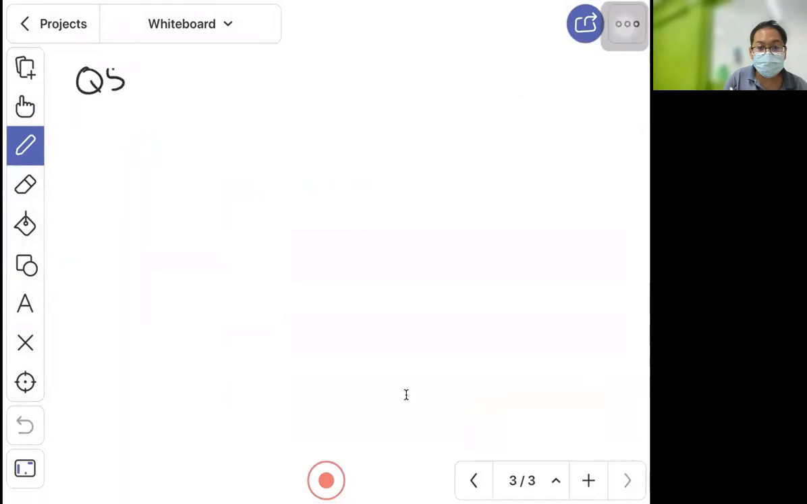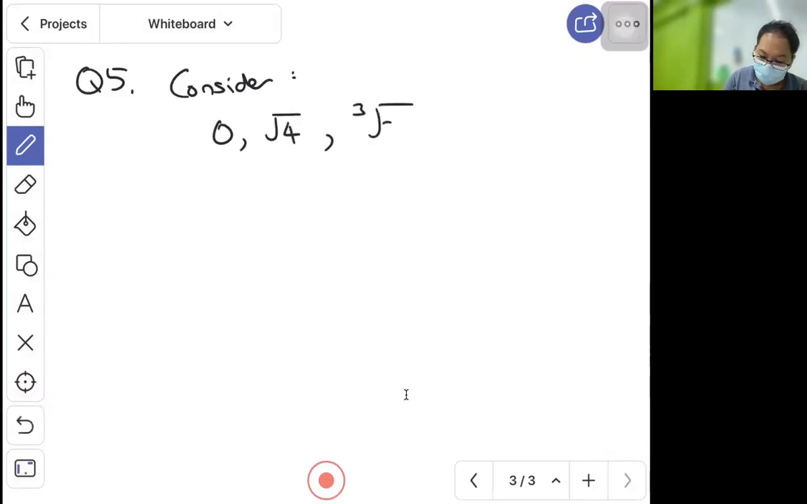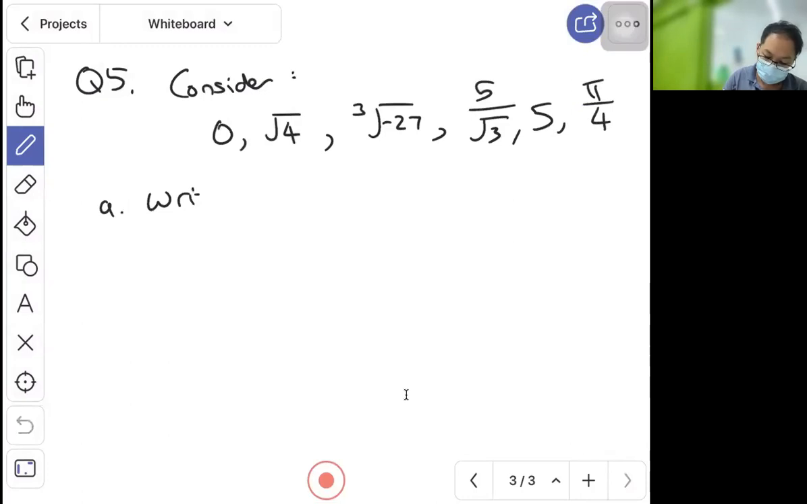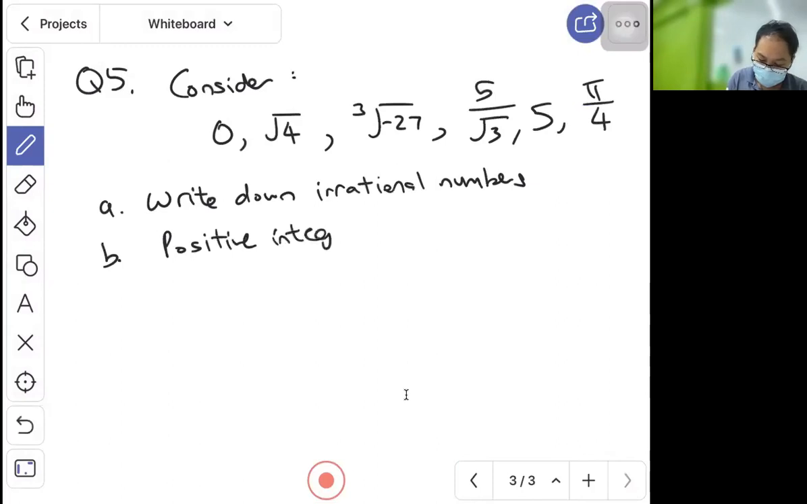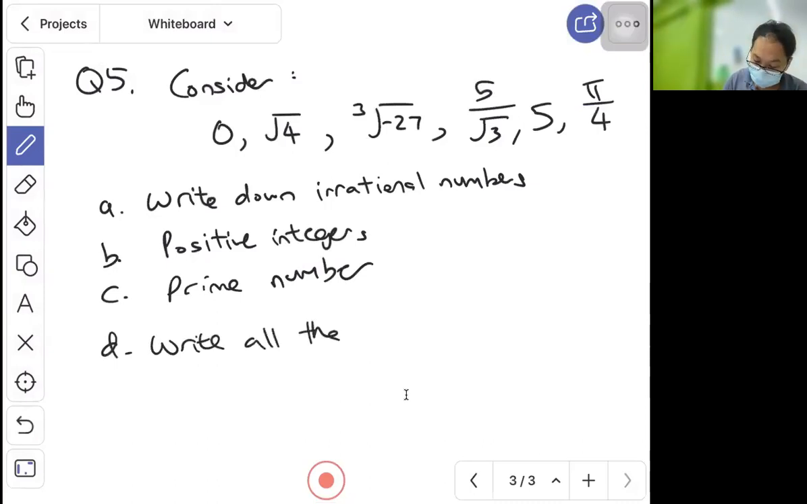Okay, write down this question 5. Consider 0, square root 4, cube root negative 27, 5 over square root 3, and pi over 4. Write down, check, get as many working marks as possible. Write down the irrational number, the positive integer, the prime number. And last, write all the numbers on the number line.